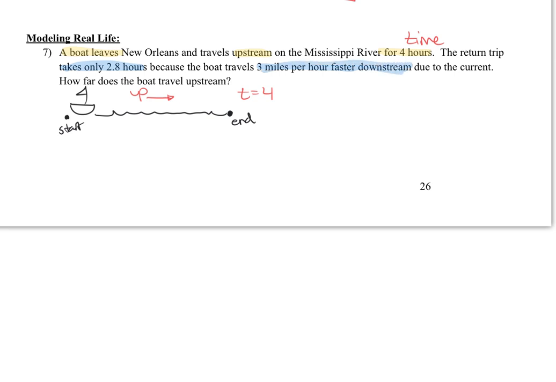Okay, so I'm going to write my time, and we'll do it over here. T equals 2.8 for that 2.8 hours. And I'm going to draw my little arrow and write down because we're talking about our downstream. And I'm even going to change that to same color blue. There we go.